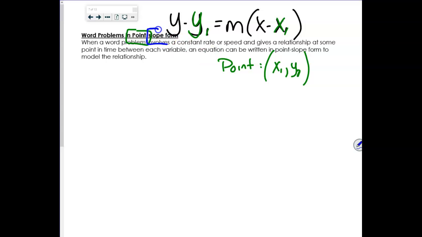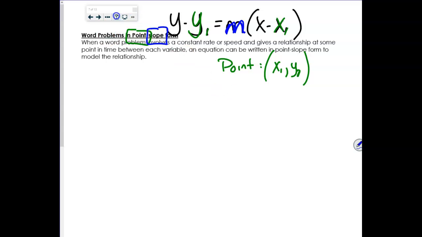And I think you see slope if you look carefully. Who represents slope in our formulas? M, very good. So once you find your slope and your ordered pair, you can place them there, and then you're going to be able to clean it up and distribute and get whatever form of the equation you want.